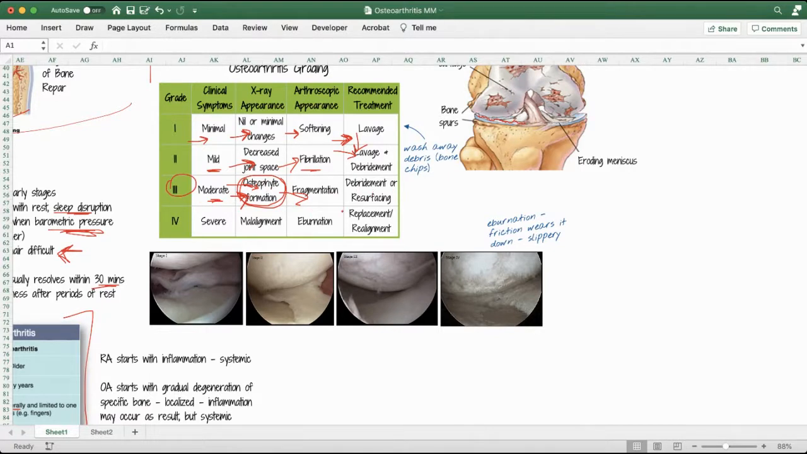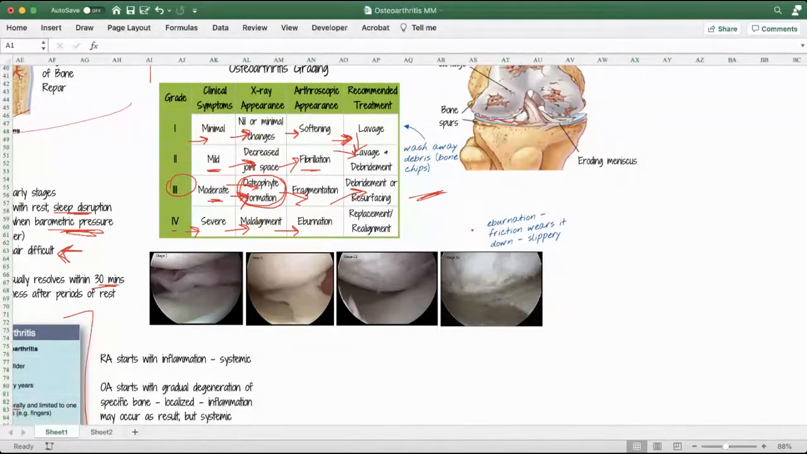That would be part of stage 3 as well, and then they would go in and do debridement or resurfacing, which is just like mechanically smoothing out the surface. Then stage 4, you have severe clinical symptoms. This is where you would get that malalignment, and then eburnation, where it wears down to the point where it's so smooth.